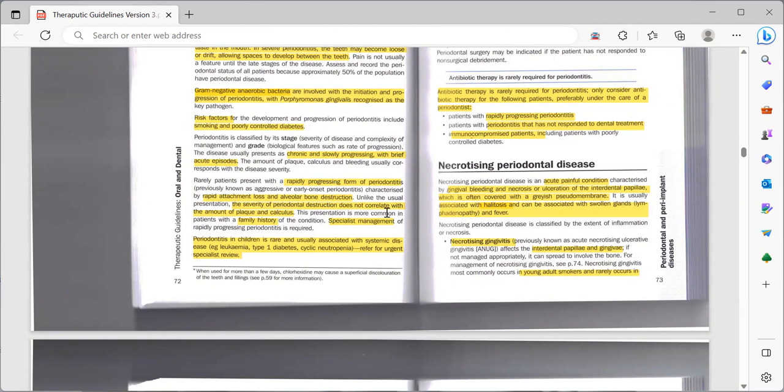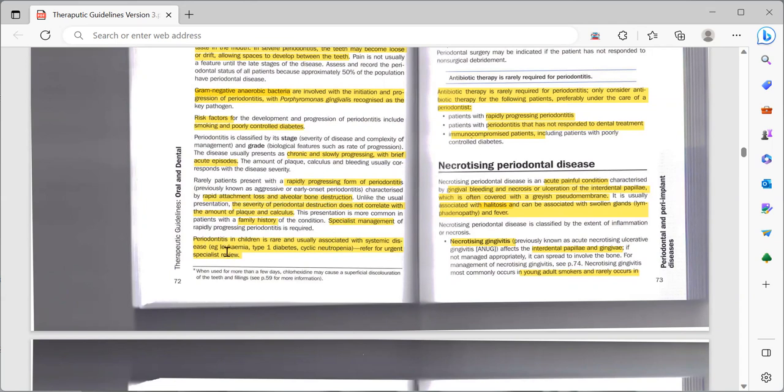This presentation is more common in patients with a family history, and for the specialist management of these patients you won't be doing anything. Specialist management would be the best option for them. This is very rare to see, but there are certain scenarios, I think one or two, where they do ask about rapidly progressing gum issues. Then periodontitis in children is rare and usually associated with systemic diseases.